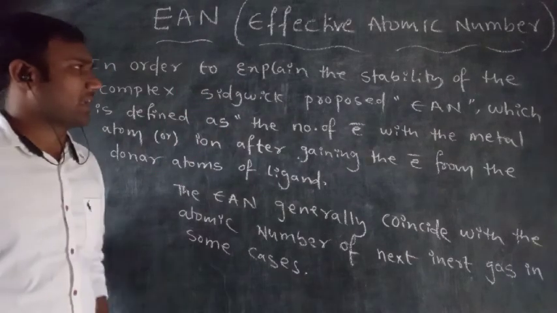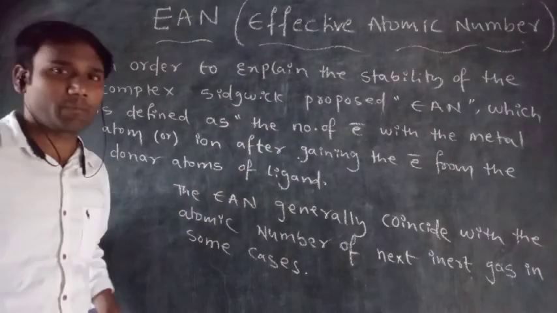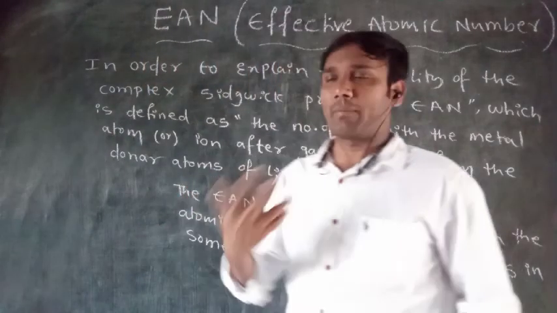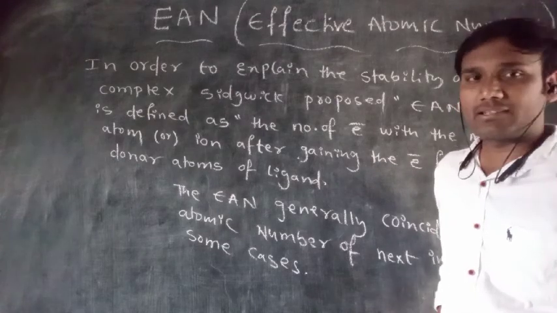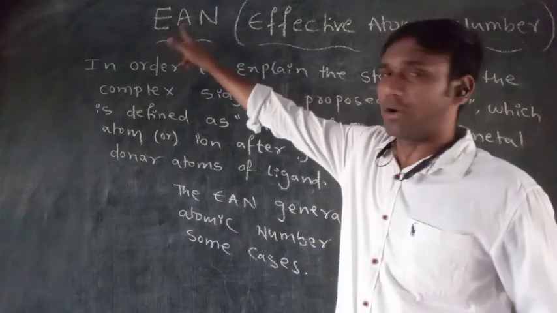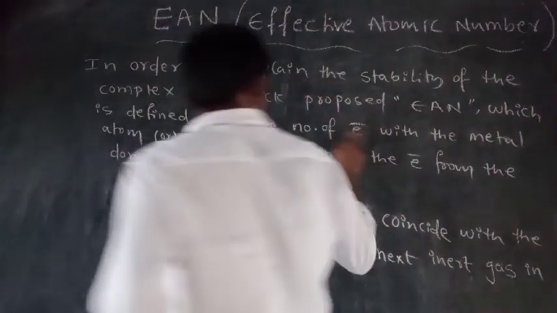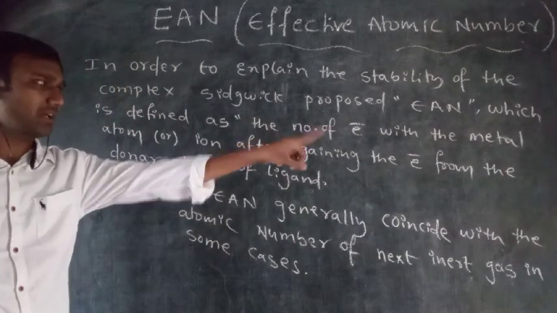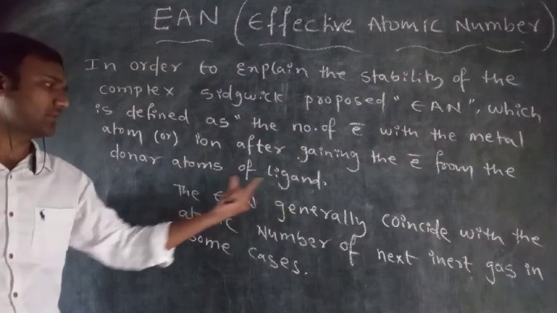In order to explain the stability of the complex, Sidgwick proposed the effective atomic number method. So, coordination complexes, stability. How can you identify the stability of the coordination compound? To identify the stability of the coordination compound, Sidgwick proposed one method that we call the effective atomic number method. It is defined as the number of electrons with the metal atom or ion after gaining the electrons from the donor atoms of the ligand.